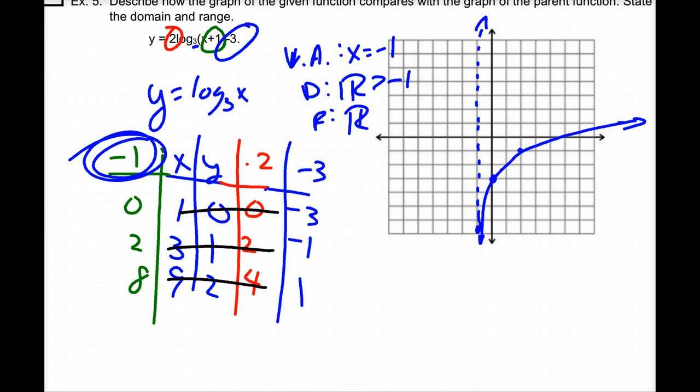So that's the basics of graphing the logs. You need to think about what numbers would work. Understand you have a vertical asymptote. Be prepared to identify domain and range.